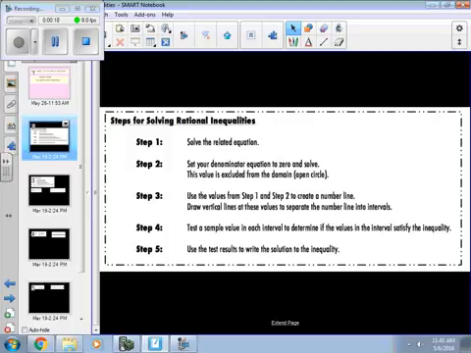The steps: we want to solve the related equation. So we'll change it from a less than or greater than sign to an equal sign just to solve it, and we'll do that the same way we've been solving these other ones. Then we're going to create a number line, find the domain, and do some testing to see where the final result is going to be so we can graph it on our number line.